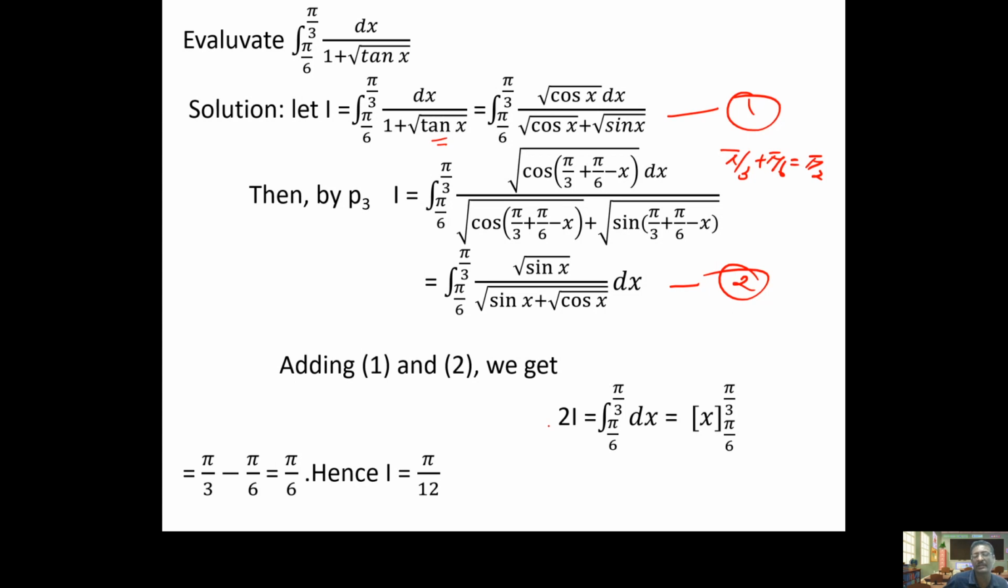Adding 1 and 2, you are getting 2I is equal to integral pi by 6 to pi by 3 of dx. So you are getting 2I is equal to pi by 6. 2I is equal to pi by 6 means I is equal to what? Pi by 12.